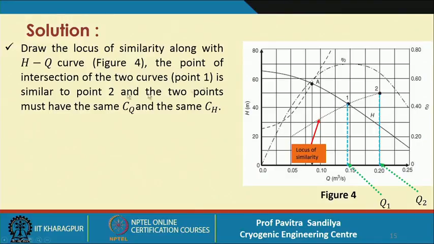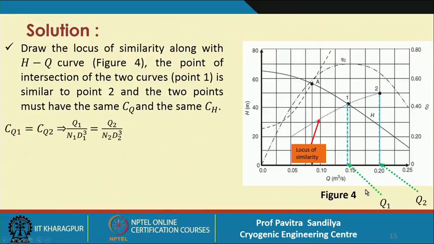Wherever we plot, at the point of intersection of the two curves, point 1 is similar to point 2, and point 2 is the one which is for the original pump. So, this similarity will be applicable for both the pumps. This we already knew from the first part, and this we find for this particular second part.